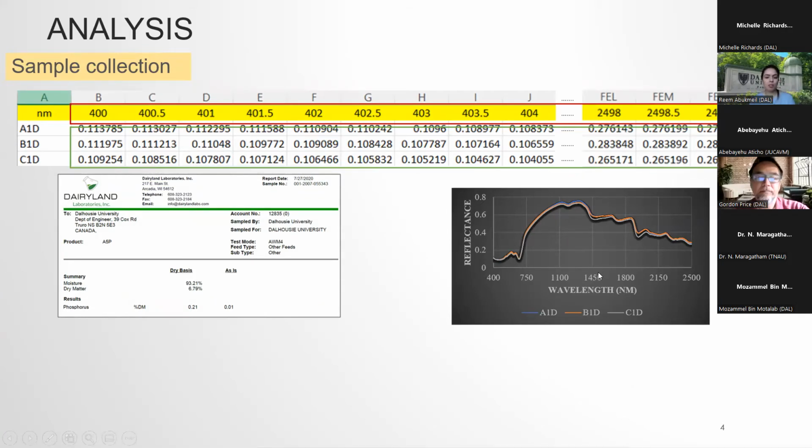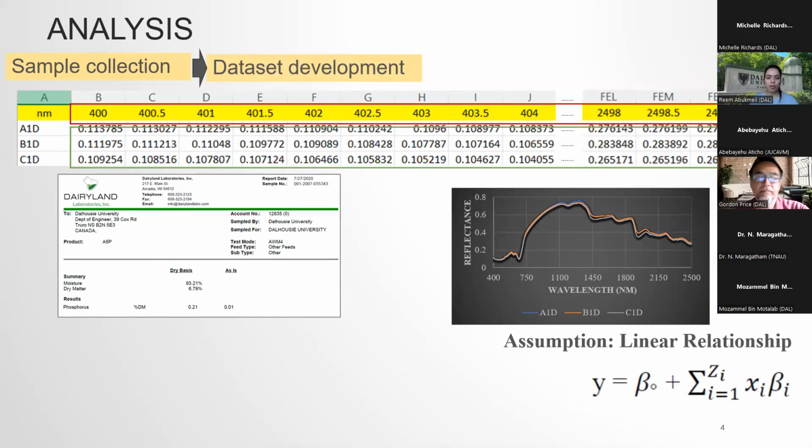So this is the shape of the reflectance we got. And these are the chemical results we got from the lab. And we merge both of them to develop our data set. And the main assumption of this part of our research is that we assume a linearity between the chemical results and the spectral data. We call this the predictors, and this the responses. And we implemented this equation to develop our data set.